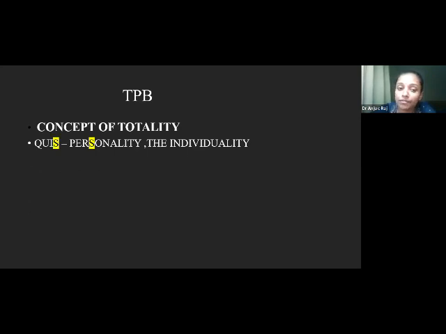Next, we go into Kent's concept of totality. This 7.1 is very important. It is usually asked in every question paper. There will be one. Okay. And it is very difficult to remember also.